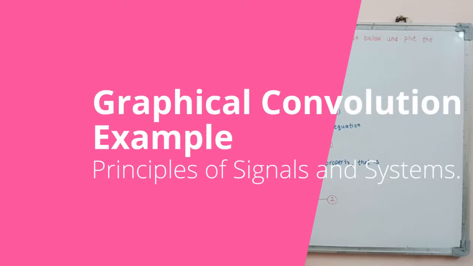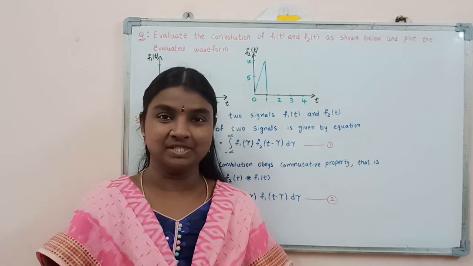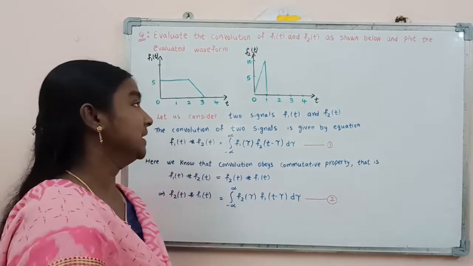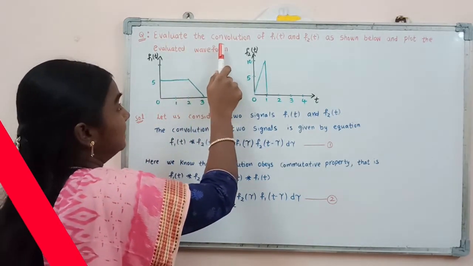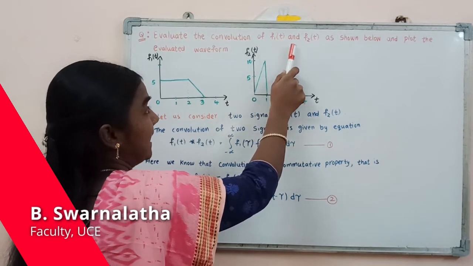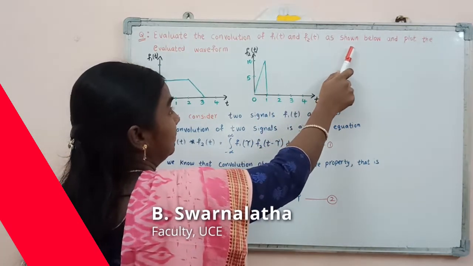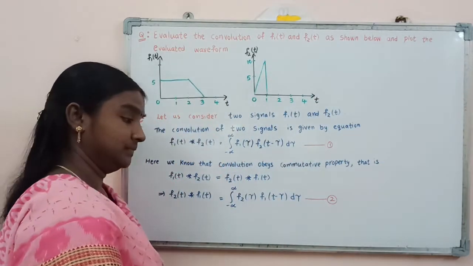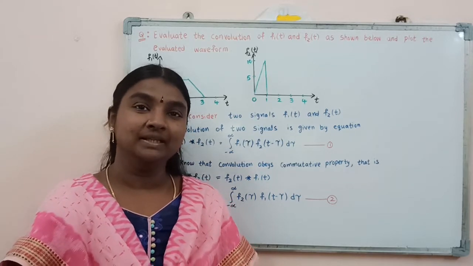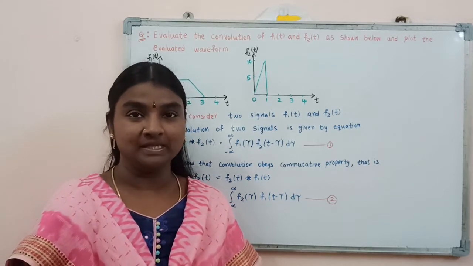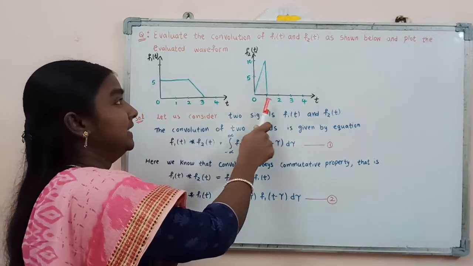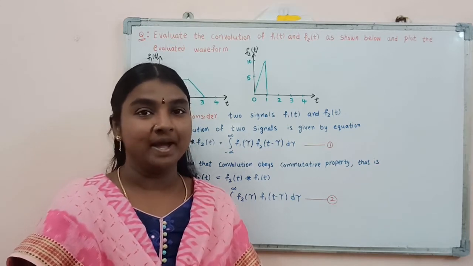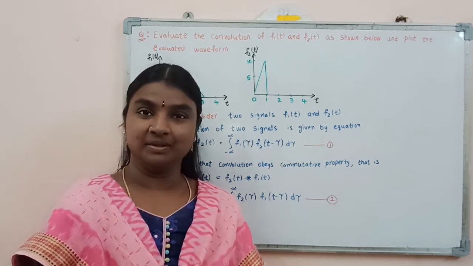Hello everyone. In this video, I am going to simplify one question based on graphical convolution. Now, here is the question. Evaluate the convolution of f1 of t and f2 of t as shown below and plot the evaluated waveform. In this question, they have given two continuous time domain signals, f1 of t and f2 of t, and we need to find the output signal y of t by using the graphical convolution method.